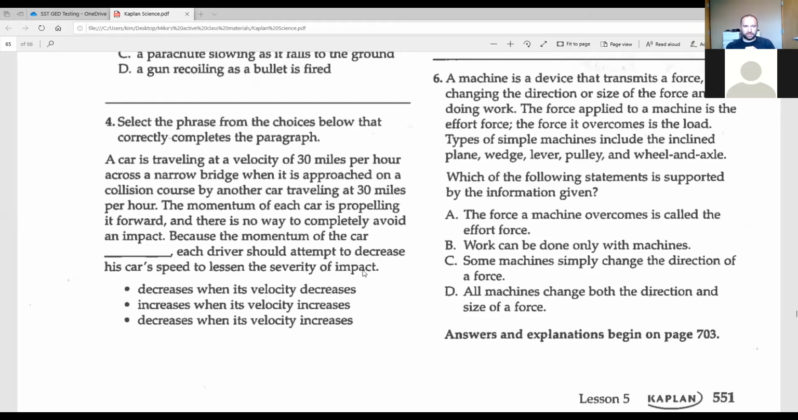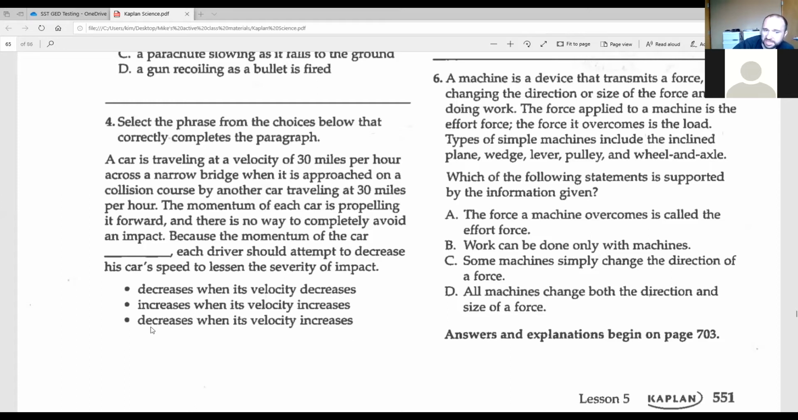Let's read that last sentence with each of these fill-ins and see what makes sense. Because the momentum of the car decreases when its velocity decreases, each driver should attempt to decrease his speed. Because the momentum of the car increases when its velocity increases, each driver should attempt to decrease their car's speed. Because the momentum of the car decreases when its velocity increases, each driver should attempt to decrease their car's speed. Okay, so definitely this third one doesn't make sense.